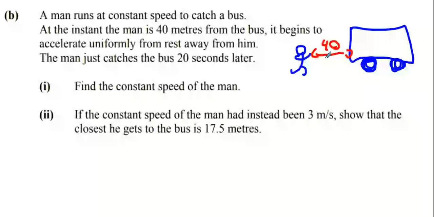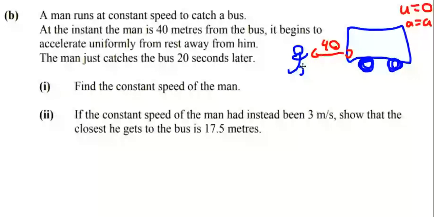Now, the bus starts at what? The bus starts at rest, and it starts to accelerate with acceleration a. The man just catches the bus. What does that mean? We're going to do a future self here. He just gets to touch the back of the bus. And then what happens? The bus moves away from him.